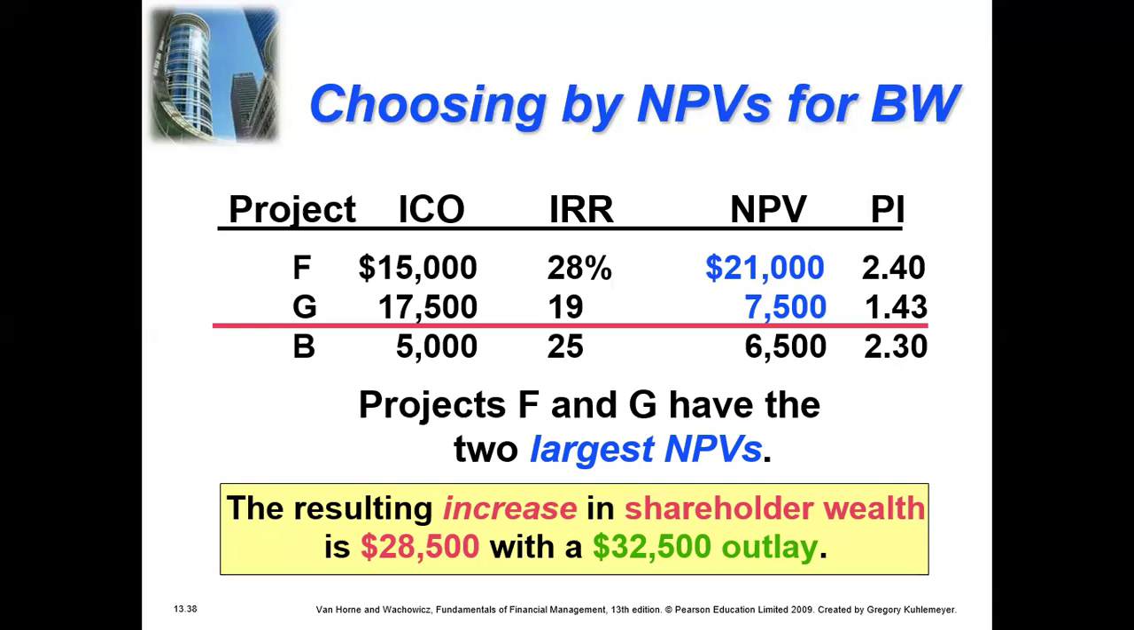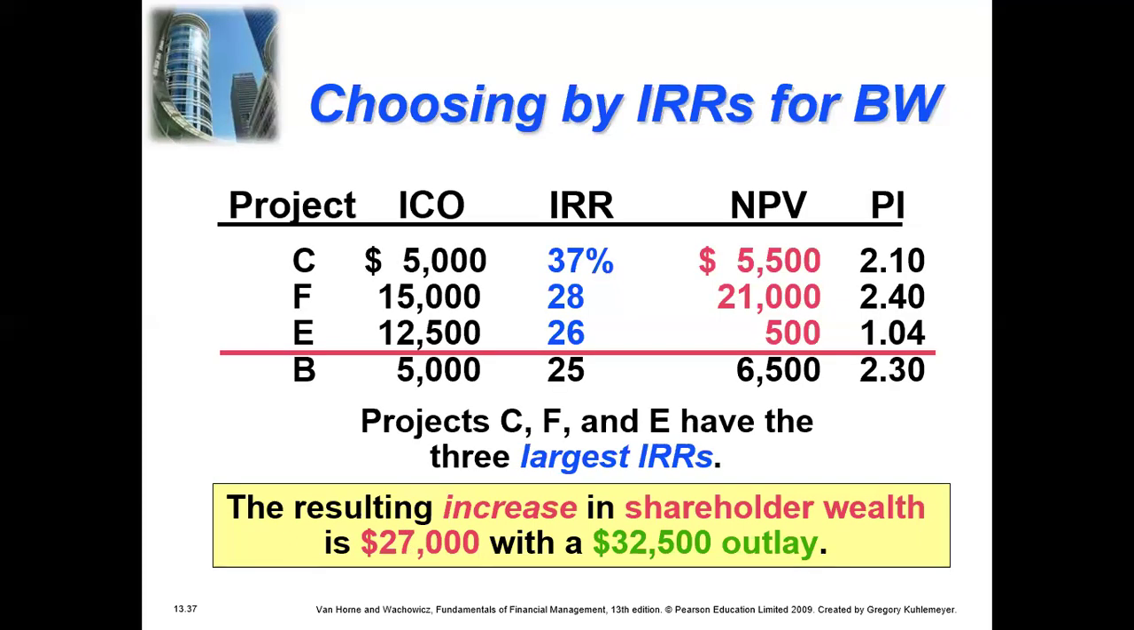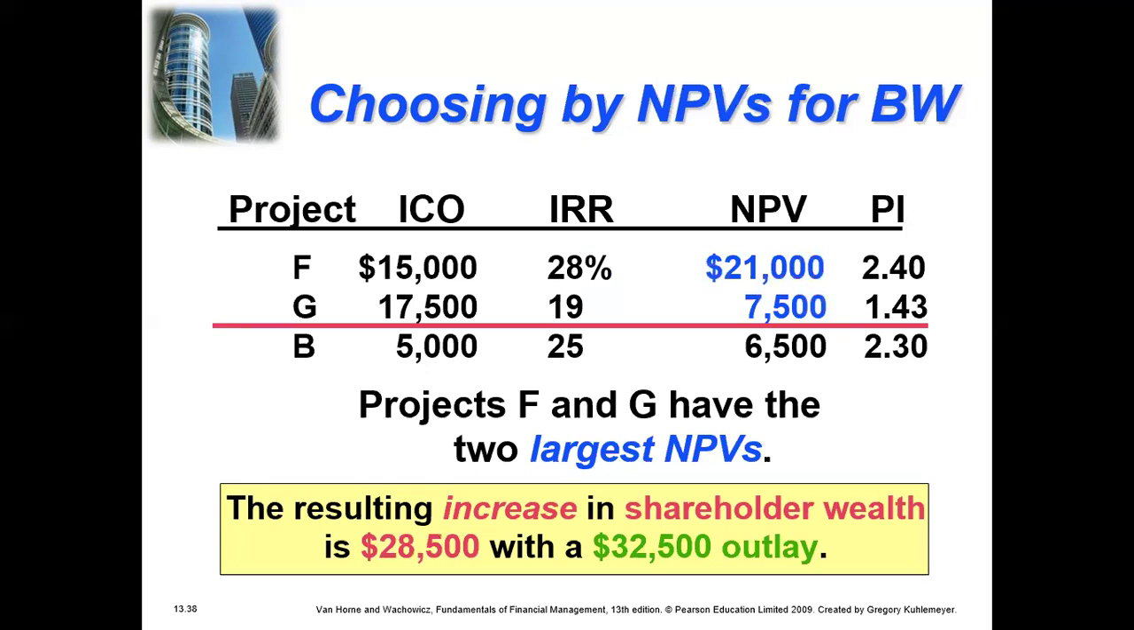So this will increase wealth to 28,500. Previously, IRR has given us the answer of $27,000. Okay, the increase in wealth would be $27,000. But if we choose NPV as a tool, it will give us the answer of 28,500. 28,500 is larger or is better than $27,000 as a gain. Okay, now IRR is done and NPV is done.